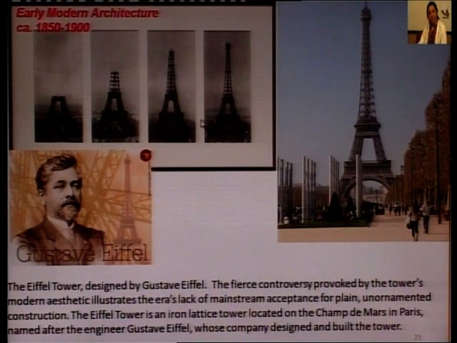So basically, it's a stackable building in the sense that all the nuts and bolts can be removed. Each portion of the Eiffel Tower can be dismantled, and you can go and re-erect it at another place. It is actually an important landmark because for the first time it talks about mass production and reproduction, and also talks about unornamented construction. It is an iron lattice tower located on the Champs-Élysées in Paris, named after the engineer Gustave Eiffel, whose company designed and built the tower.